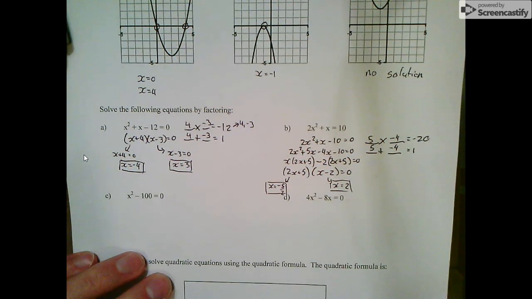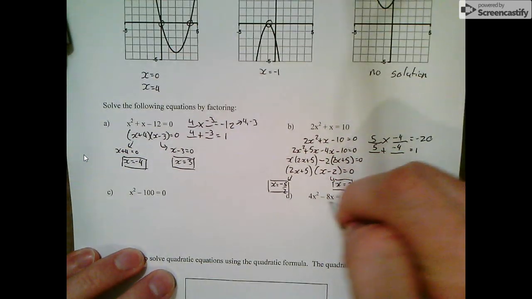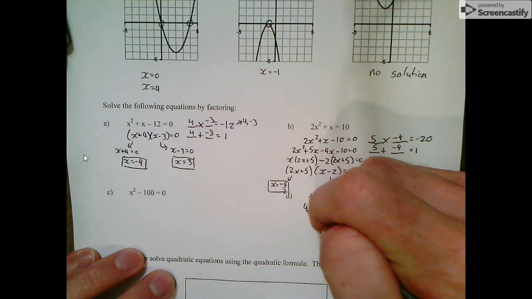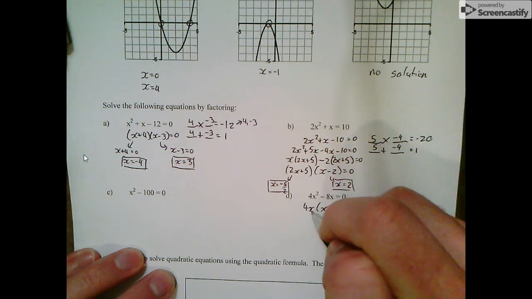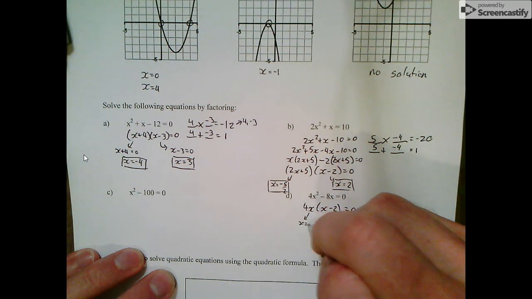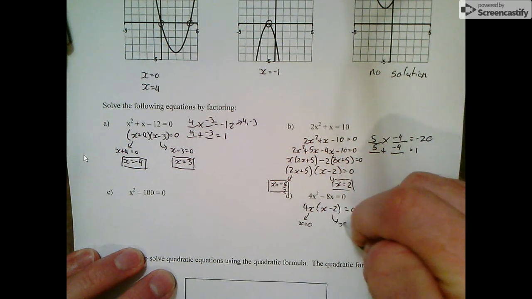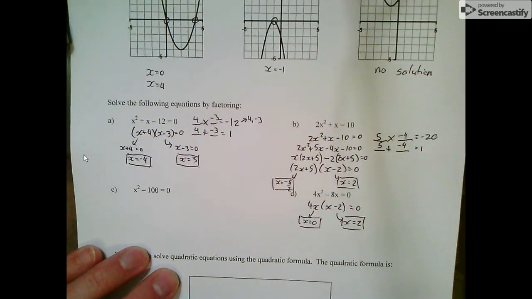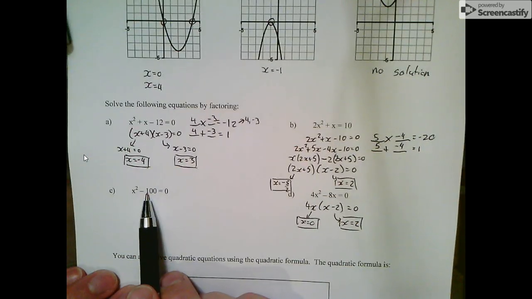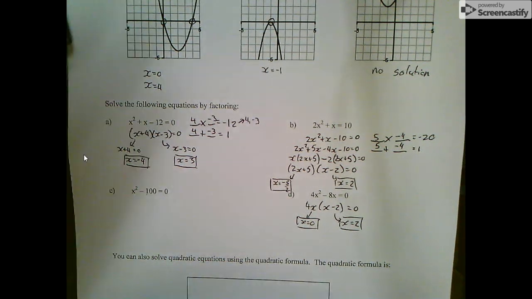Sometimes you may have to do common factoring. So here 4x is common to both, leaving me x - 2. And so this first one gives me x = 0 as a factor, and the second one gives me x = +2 as a factor. So these aren't so bad. +10 and -10, you can figure that one out yourself.